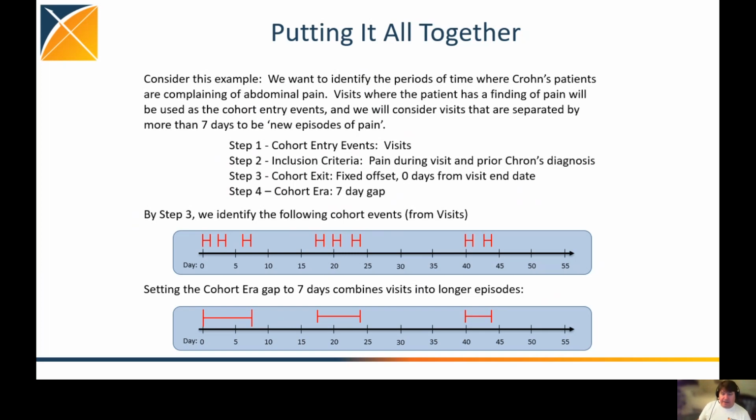By step 3, we have identified the following cohort events for visits. So we can see at day 0, day 3, and day 5, we have these visits, and we have a series of visits where they are Crohn's patients with pain. When we set the era gap to 7 days, this combines these individual visits into longer episodes. So now these 3 visits were combined into one episode, these 3 were in a second, and these 2 were in the third. The final episodes are Crohn's patients experiencing abdominal pain.